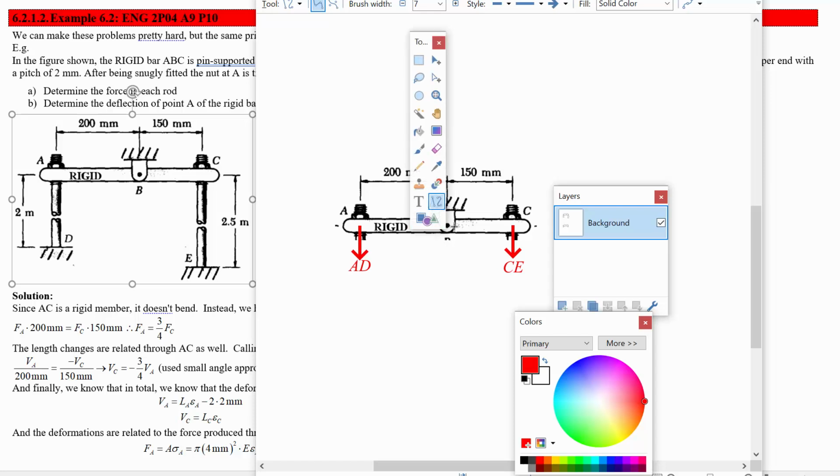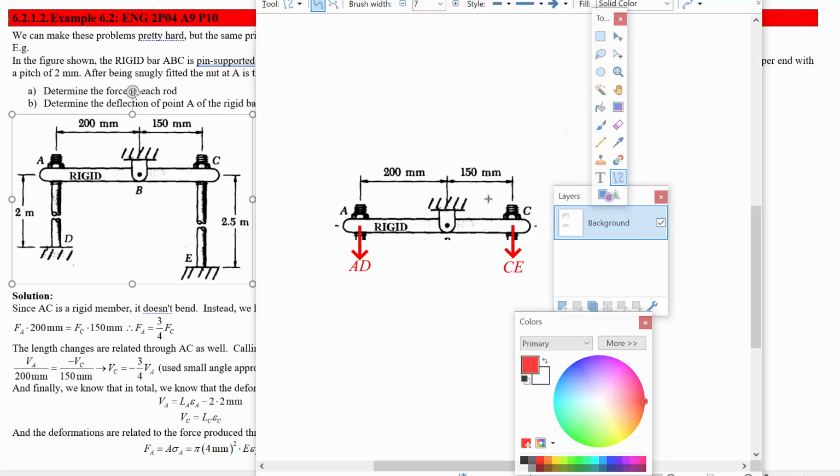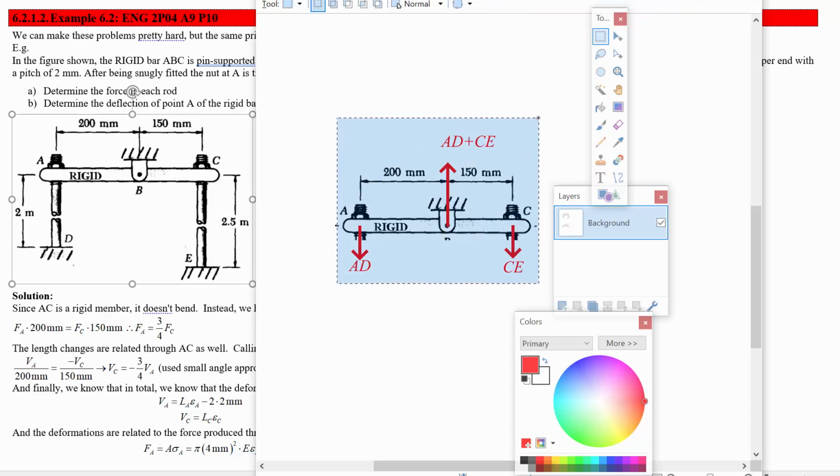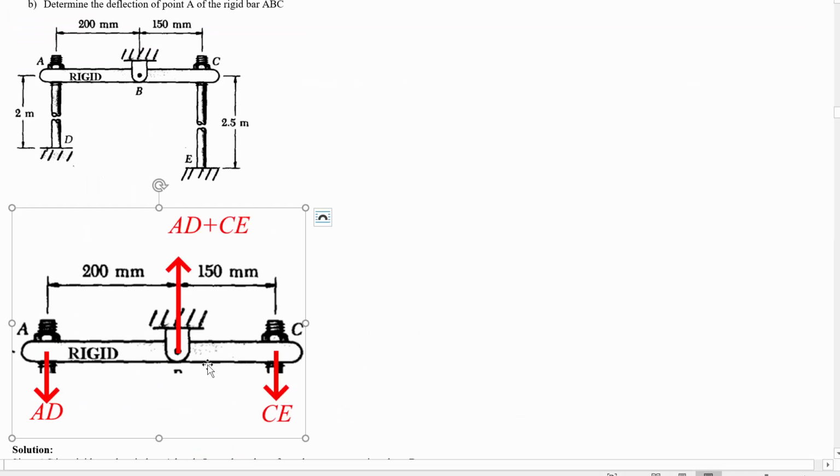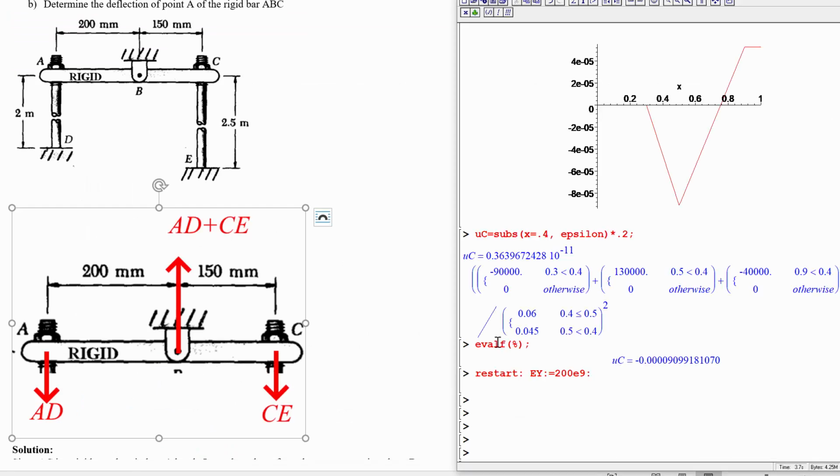Okay. And there's going to be another force up in the center, which is going to be, by inspection, AD plus CE. So we don't need any horizontal force there. We just need AD plus CE up. But what we're really concerned with is finding out how strong AD and CE need to be. So the net force in y has given us this balance. And now we can do the torque equation.